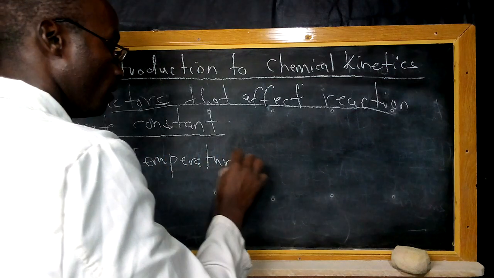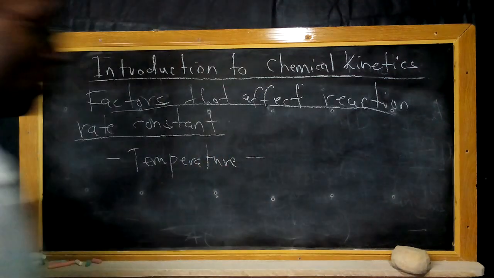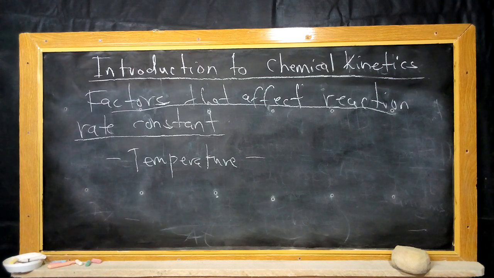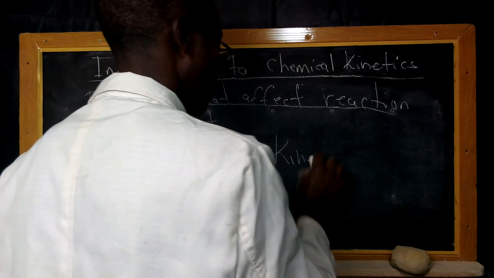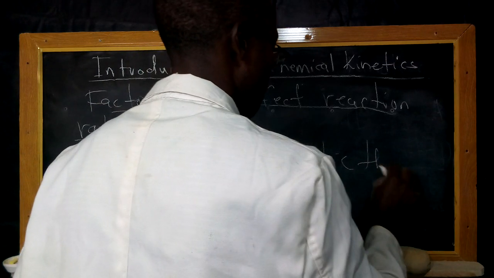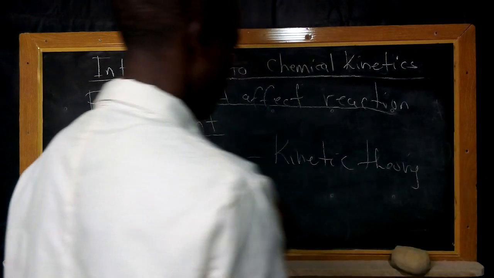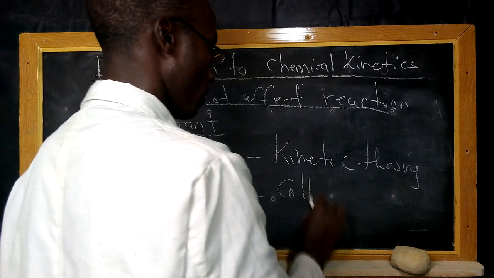how it affects the reaction rates depends on two theories which are used to explain the factors that affect reactions as far as temperature is concerned. We have what we call the kinetic theory, and then we have what we call the collision theory.